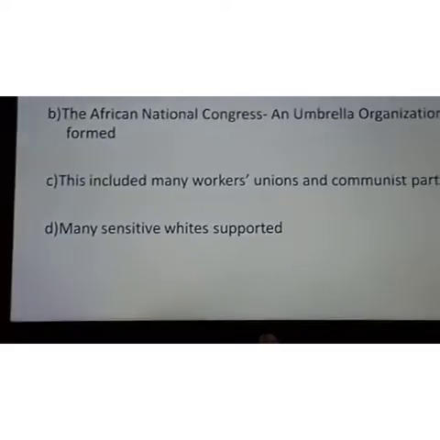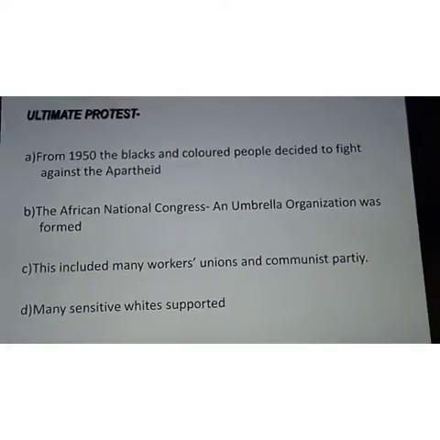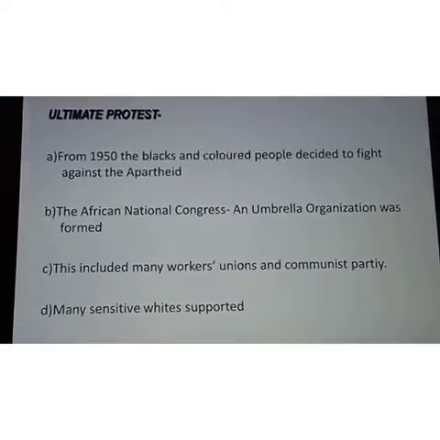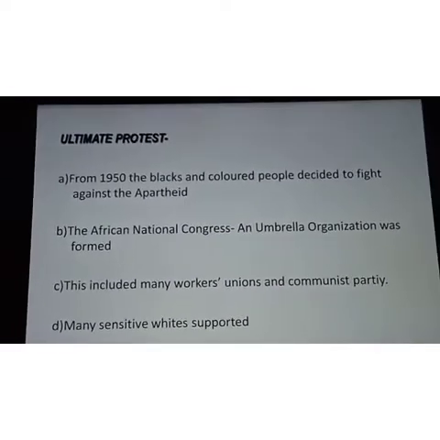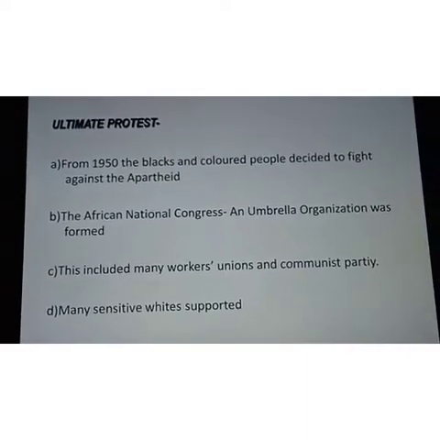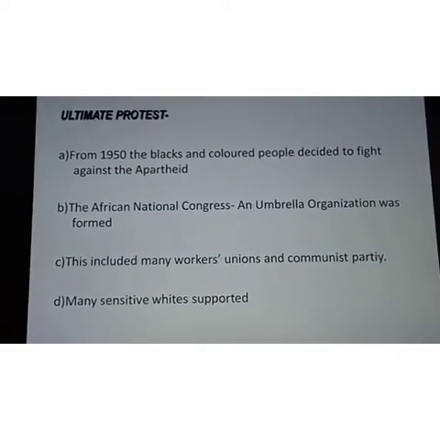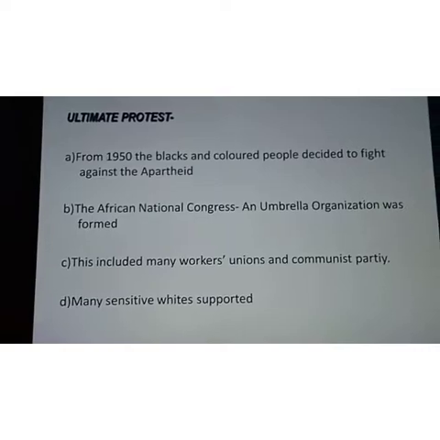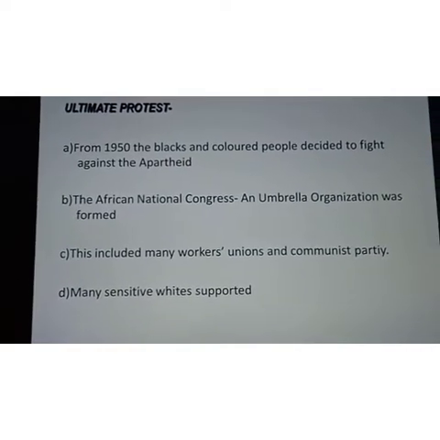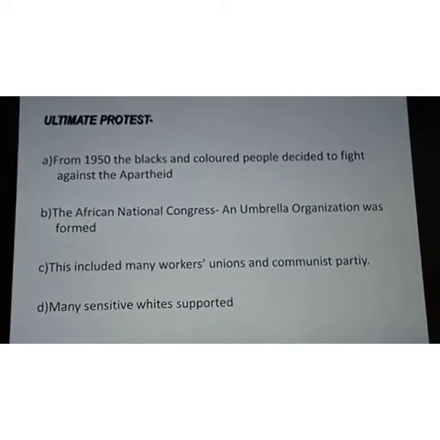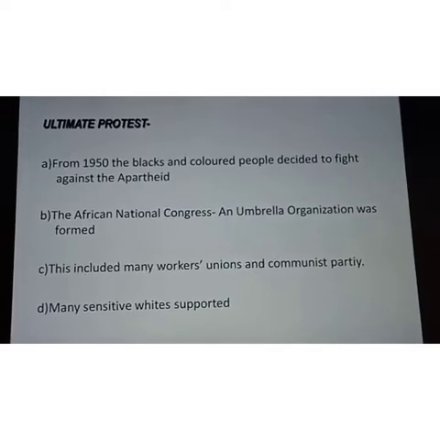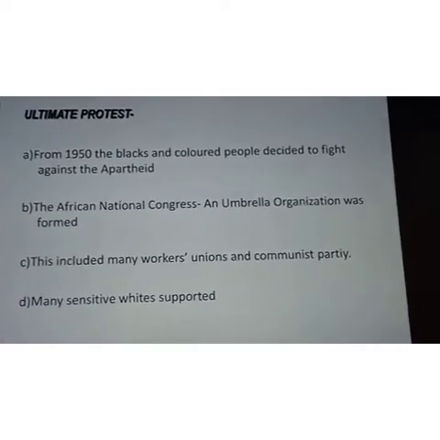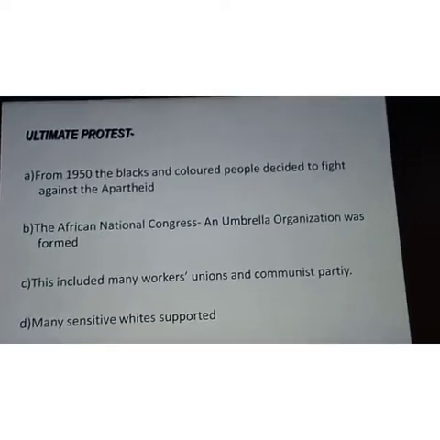Umbrella organization means all the different types of people, communist people, workers' unions, all came under this organization, and all together they went for the freedom struggle. And in this freedom struggle, again I am telling, who gave the leadership? Nelson Mandela. And because of the leadership, he was arrested, and for 28 years he sacrificed his life in the dreaded jail in Robben Island.